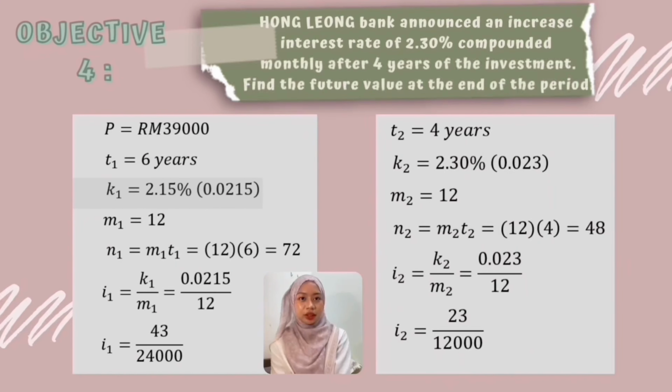So the objective 4. This is how we calculate the objective 4. P equals 39,000 ringgit. T1 equals 6 years. K1 equals 2.15%. M1 equals 12. N1 equals M1T1 equals 12 multiplied by 6 equals 72. I1 equals K1 per M1 equals 0.0215 per 12. I1 equals 43 per 24,000. T2 equals 4 years. K2 equals 2.30%. M2 equals 12. N2 equals M2T2 equals 12 multiplied by 4 equals 48. I2 equals K2 per M2 equals 0.023 per 12. I2 equals 23 per 12,000.